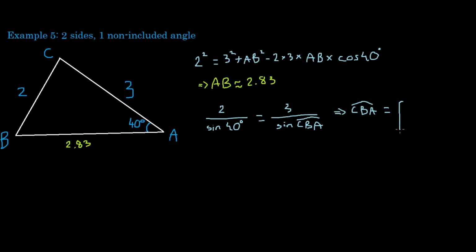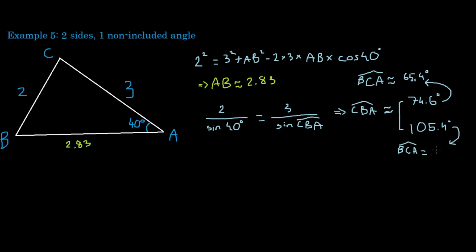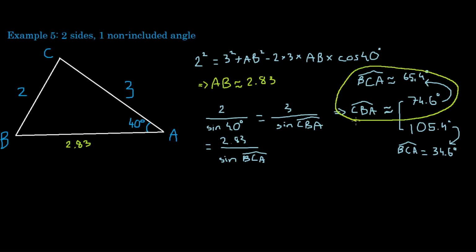Again, there will be two possible answers for CBA. Now let's use the sum of angles property to find the last angle BCA. There seems to be no problem here in either case. If you extend the sine rule to check which of these two answers are correct, you will find that this equation holds for the case where CBA is equal to 74.6 and BCA is 65.4.